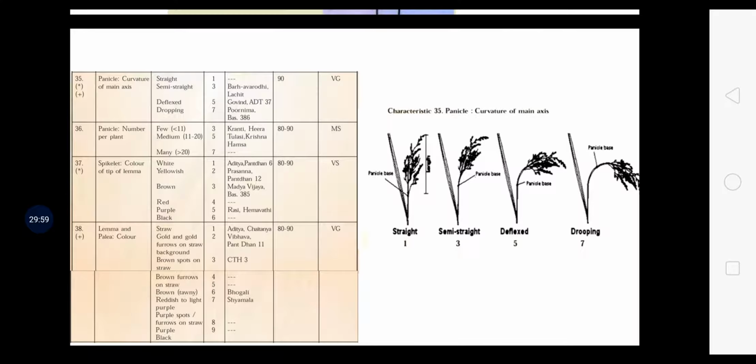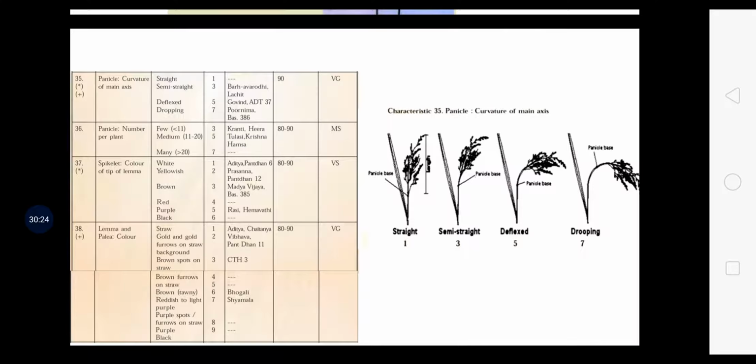36th characteristic is panicle number per plant. Few means less than 11, scored as 3. Examples Kranti and Hira. Medium is 11 to 20, scored as 5. Examples are Tulsi, Krishna and Hamsa. And many panicles per plant are more than 20 panicles per plant.